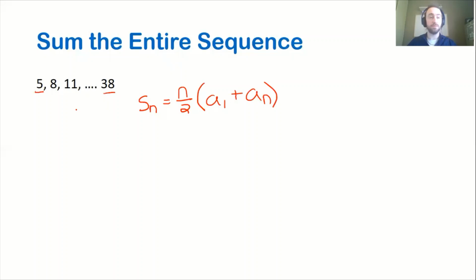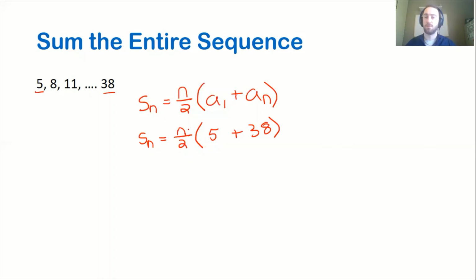Great. Let's go ahead and sub in what we know. So S sub n, we're looking for the entire sequence, is equal to n divided by 2. Do we know what n is? Well, we don't. Not yet anyways. Because 38 could be the 5th term in our sequence. It could be the 7th term. We don't know, right? So we'll keep it as n over 2 for now. a1, we do know, is 5. And a sub n is simply 38.